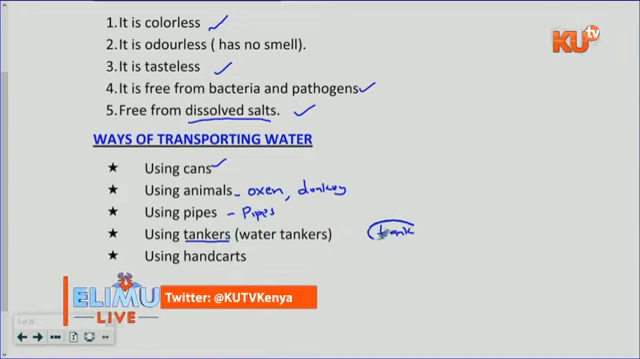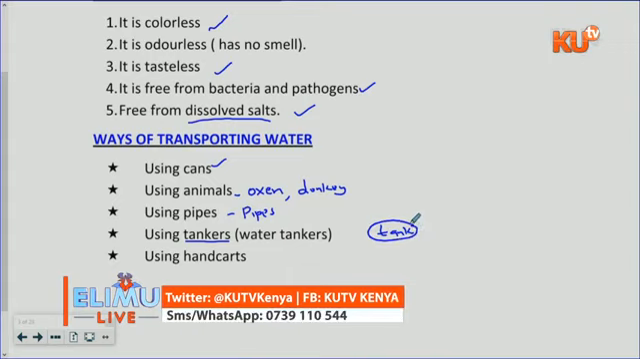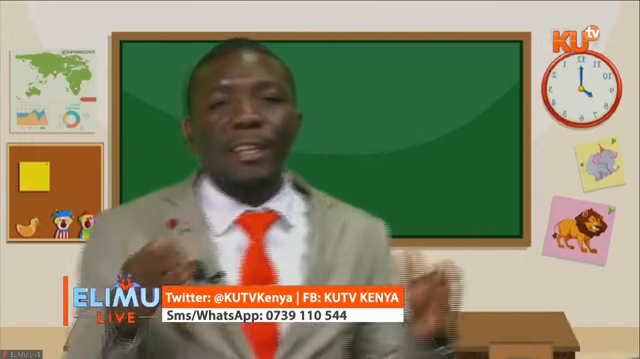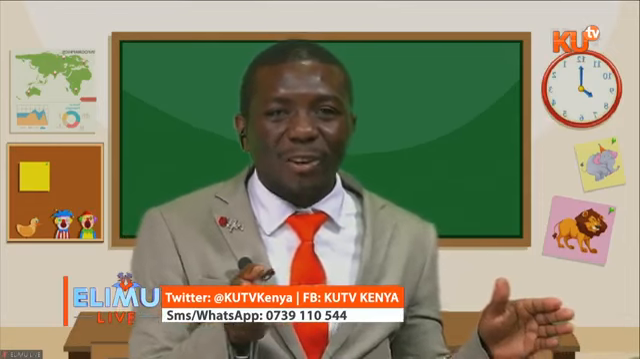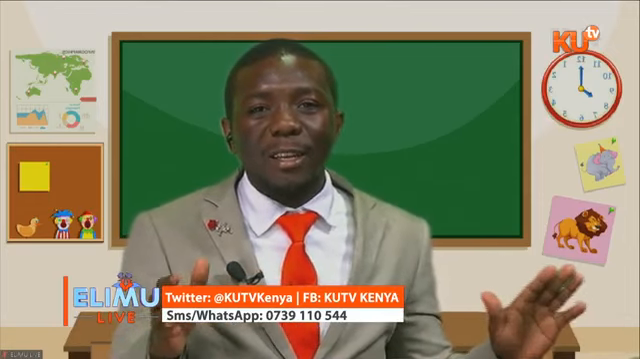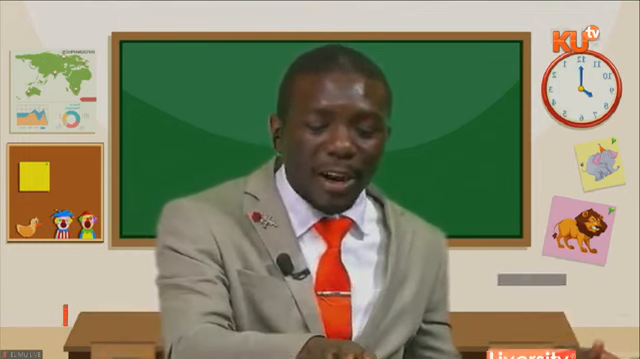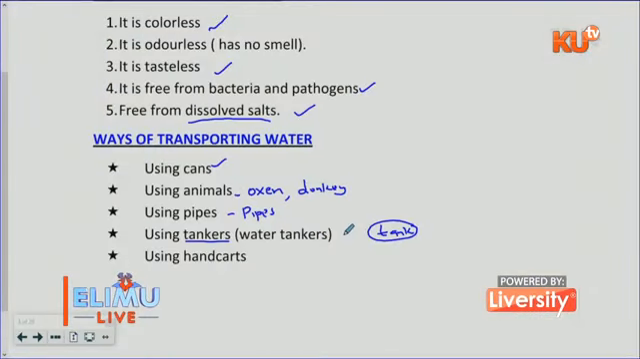A tank is mostly found when it is a way of harvesting water. When we harvest water, we store it in a tank. This one can be a Skyplast, or it can even be cement. It can be cemented somewhere, and then you store water there. So you'll find that a water tanker is different from a tank.